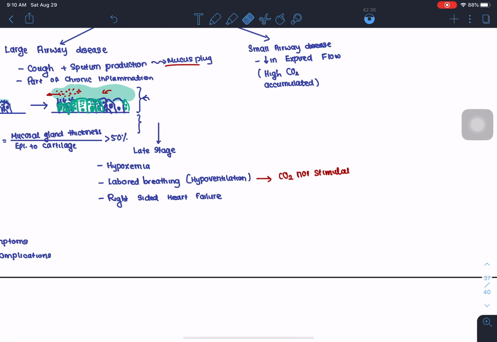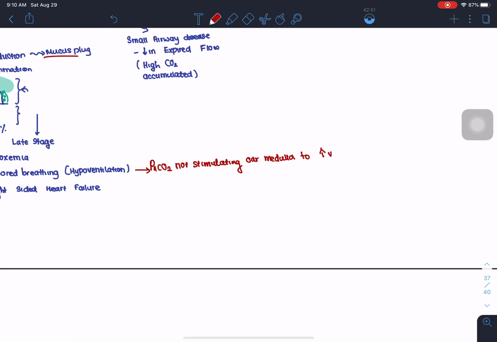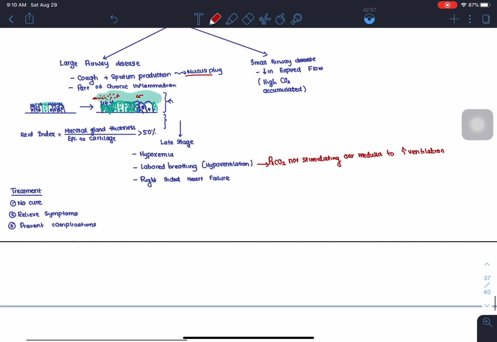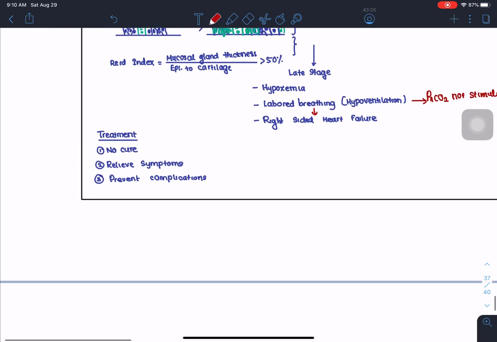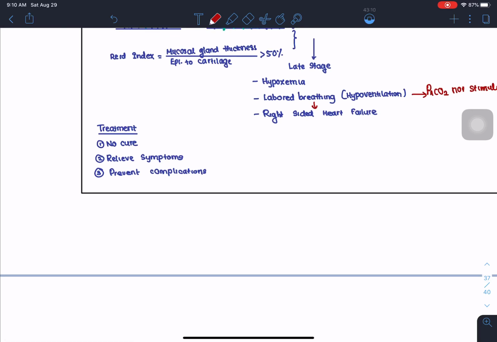Okay, this is not the way you write it. Partial pressure of carbon dioxide not stimulating our medulla to increase ventilation. Our body is not responsive to the carbon dioxide levels, and you get symptoms of right-sided heart failure. Treatment, no cure. Only thing you can do is relieve the symptoms and prevent complications.